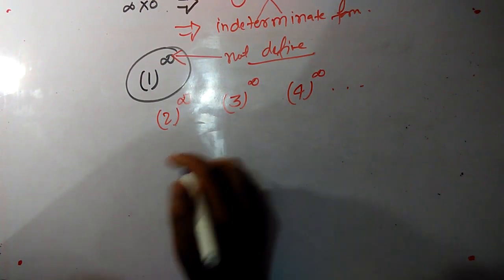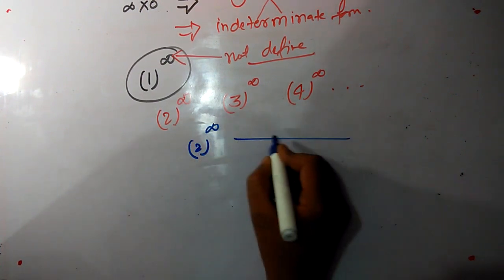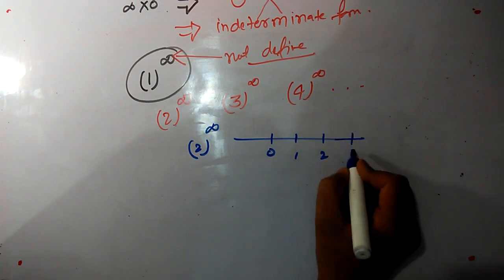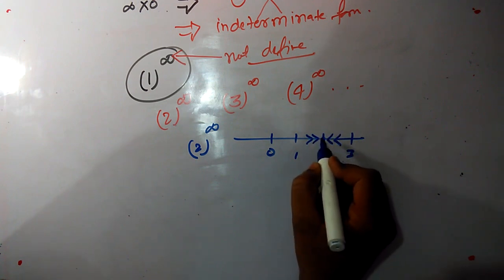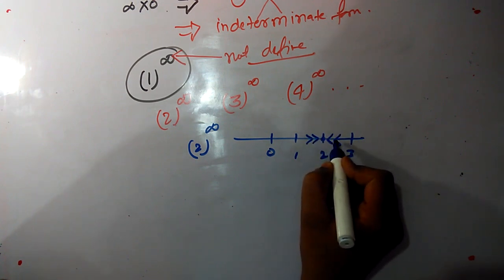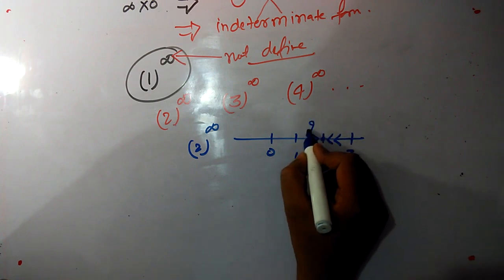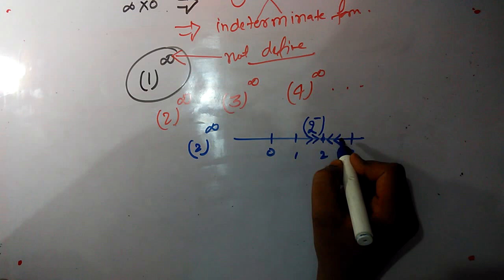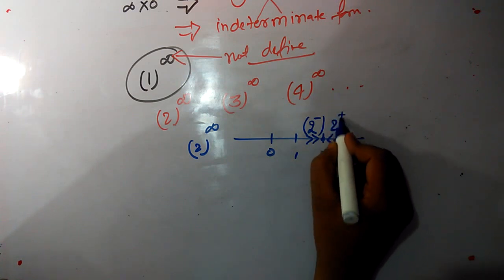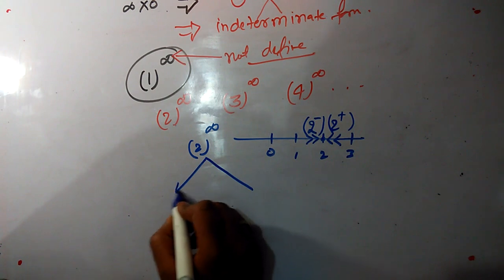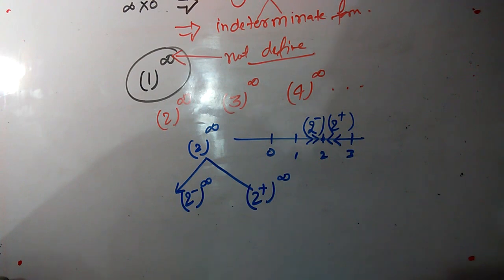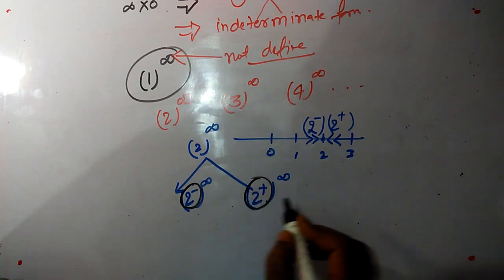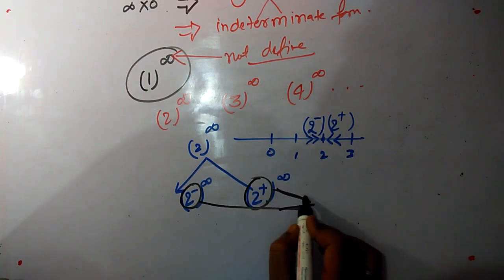Explanation is, let us take 2 raised to power infinity. On the number line, 0, 1, 2, 3, I can approach 2 in two ways, either from the left side or from the right side. If I approach from the left side, it will be called 2 minus, and if I approach from the right side, it will be called 2 plus. So there will be two cases, either 2 minus raised to power infinity or 2 plus raised to power infinity. Here both the bases 2 minus as well as 2 plus are greater than 1.